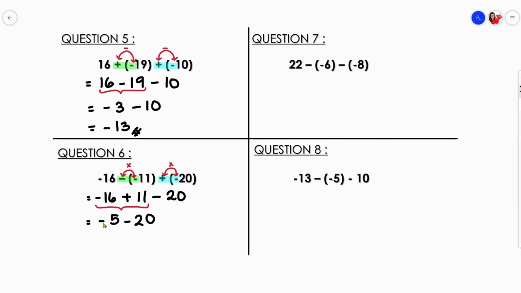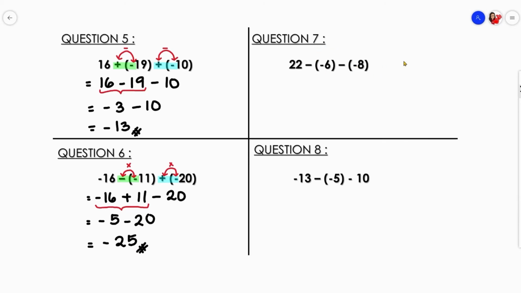So now you were owing $5, but then you're owing another $20. So now your total money that you owe is 25. So therefore it's a negative 25.